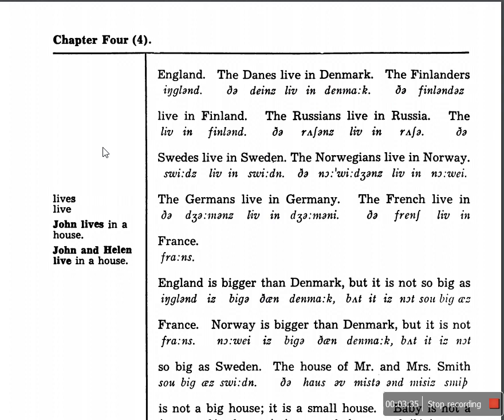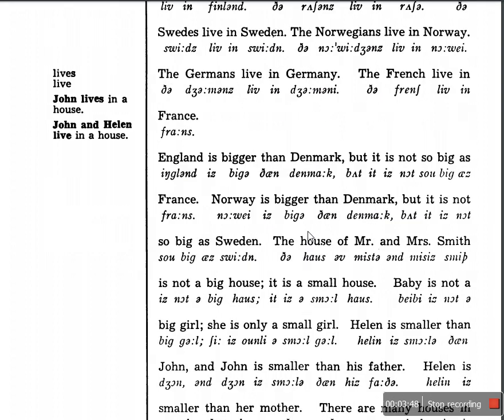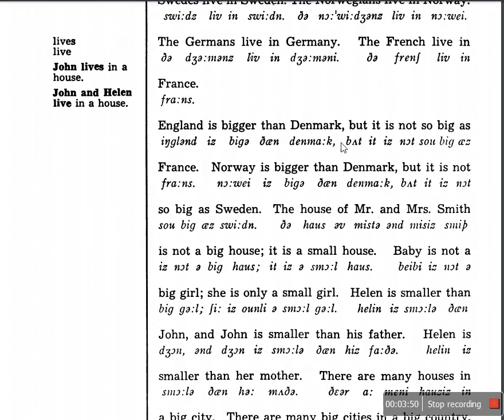The Finlanders live in Finland. The Russians live in Russia. The Swedes live in Sweden. The Norwegians live in Norway. The Germans live in Germany. The French live in France. England is bigger than Denmark, but it's not so big as France. Norway is bigger than Denmark, but it isn't so big as Sweden.